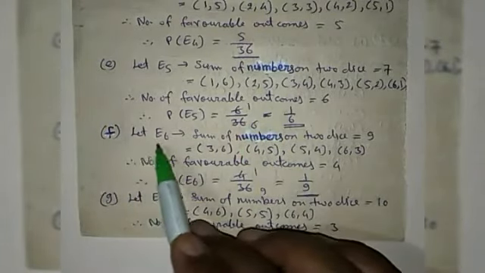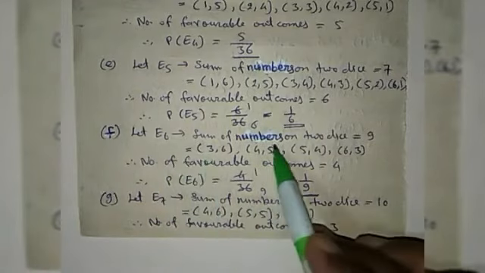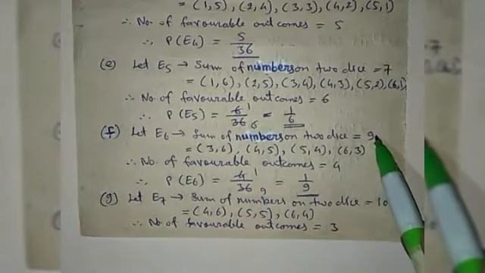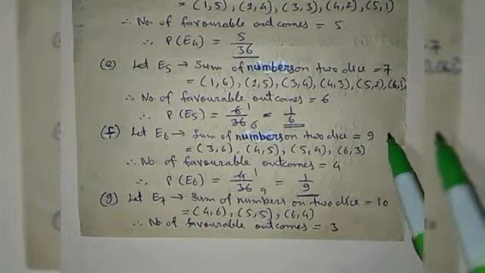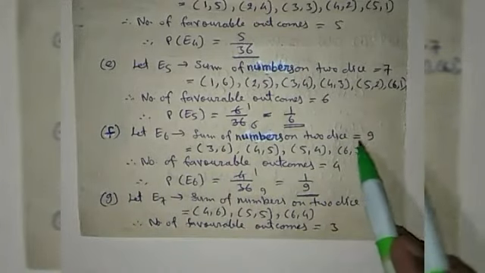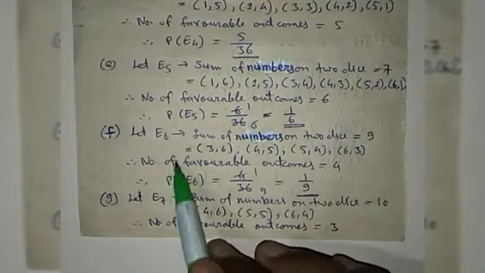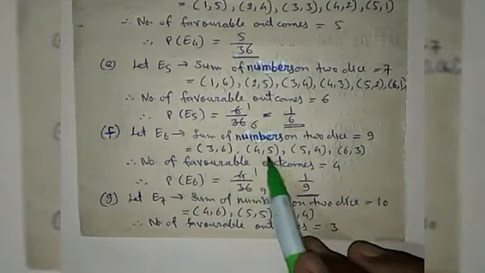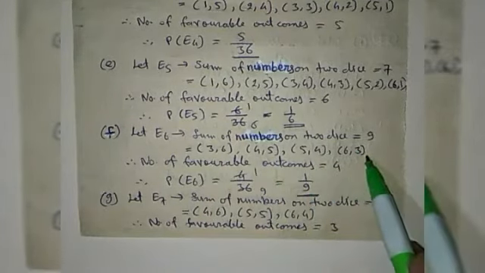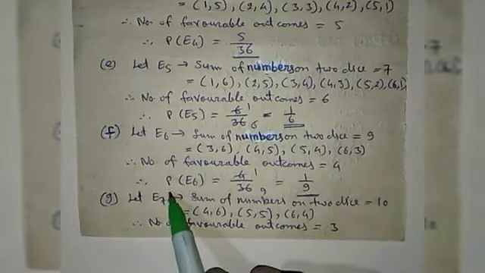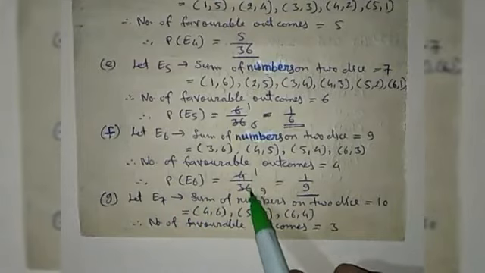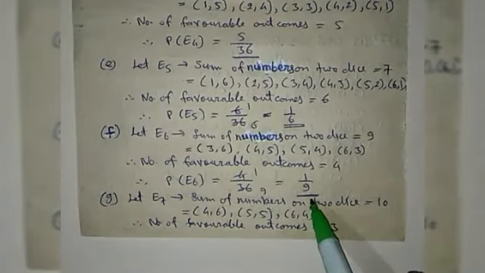In the next part, let E6 be the sum of numbers on 2 dice equal to 9. The sum of numbers equal to 8 has its probability given in the table. So you have to find it for the sum 9. So here the possible outcomes are (3,6), (4,5), (5,4), (6,3). So the number of favorable outcomes is equal to 4. So probability P(E6) equals 4 upon 36, that is equal to 1 upon 9.